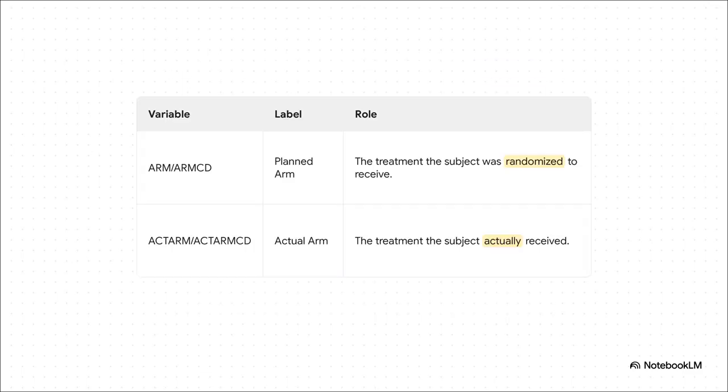And last but not least, the treatment arm variables. And pay close attention here because this distinction is so important. ARM tells you what treatment the subject was planned to get, what they were randomized to. This is essential for your intent to treat analyses. But ACTARM tells you what treatment they actually received, which, as we know, can sometimes be different. Getting this right is a cornerstone of good clinical trial analysis.